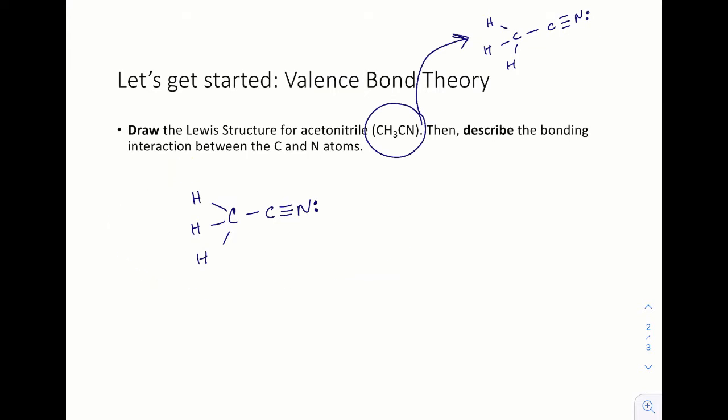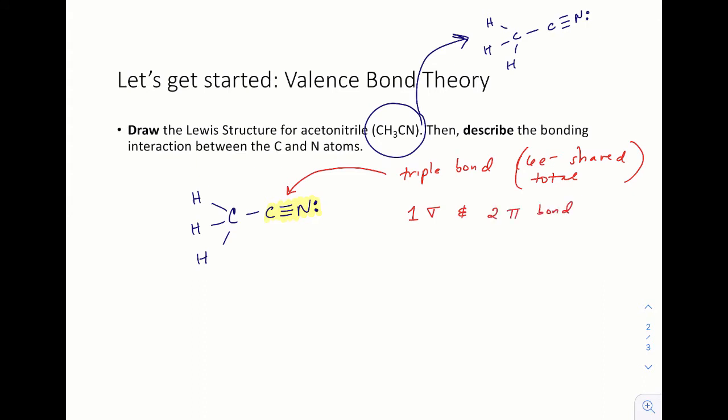Our next task is to describe the bonding between the carbon and nitrogen atoms. How would you describe that bonding interaction? Yes, this is a triple bond. There are 6 shared electrons total, 2 per bond. We might describe this bonding interaction as 1 sigma and 2 pi bonds. And this describes the symmetry of the orbitals making the bonds or holding the bonding electrons.